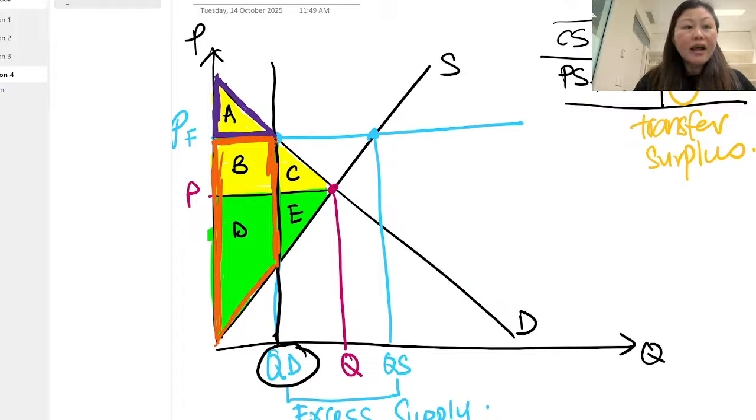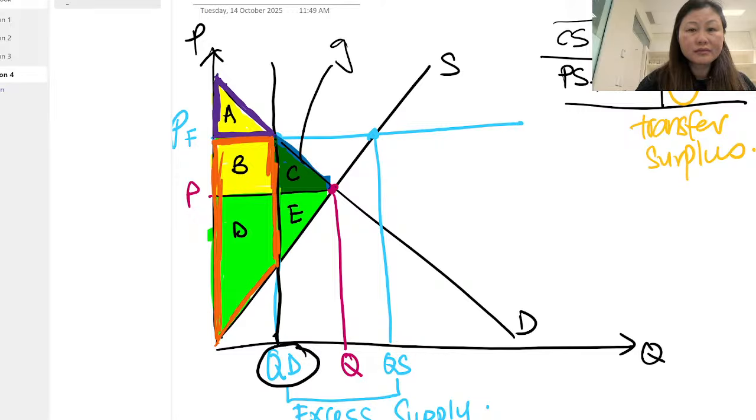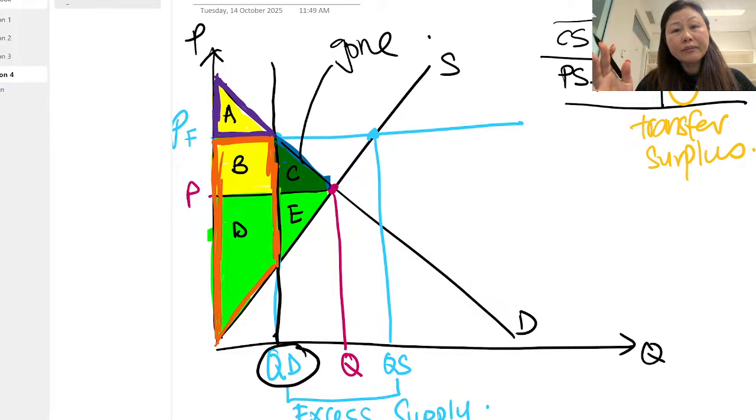However, sector C has just disappeared. This area here is gone. Why is it gone? Because by changing the price, the government has shrunk the quantity for the good exchanged.